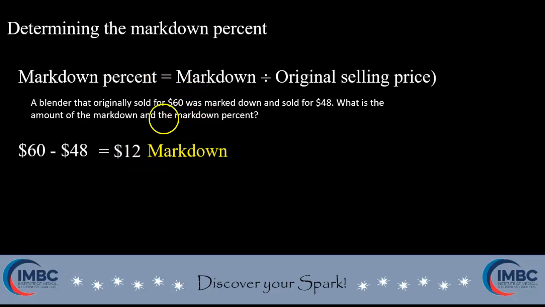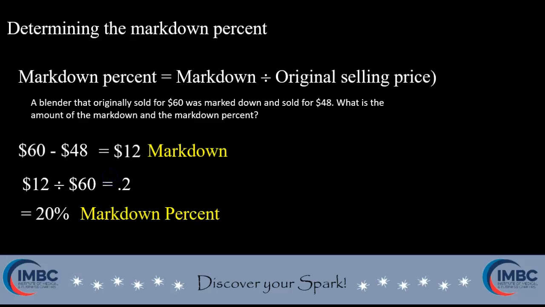Now we're going to figure out what percentage of markdown that was. Now that we know the markdown, $12 divided by the original selling price, which was $60. 12 divided by 60 is 0.2. For a percentage, we change the decimal to a percent by moving the decimal place over. We have a 20% markdown.